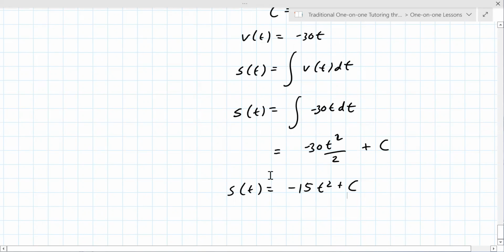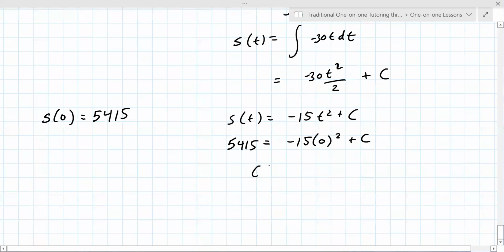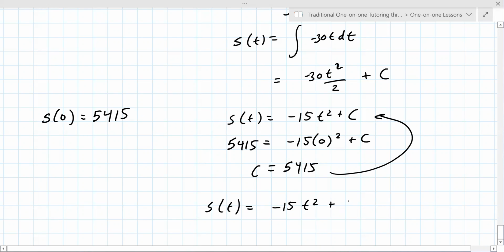If you go back to the original part of the problem, it says an object is dropped from a small plane flying at 5,415 feet. So they're saying at time 0, the height is 5,415. That's your s of t, and you're putting 0 in for t, and you're getting c. So c is 5,415, and you plug that back in. So there's your first box: s of t is minus 15t squared plus 5,415, using those initial conditions.